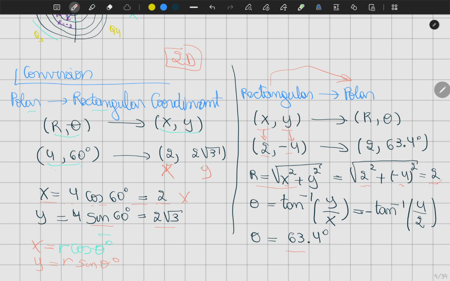If it was 3D, we would have z in this formula, and here we're going to have plus z somewhere there, and then this formula is going to be modified a bit. But anyway, this is when you work with 2D, you convert from polar to rectangular, and then from rectangular to polar.